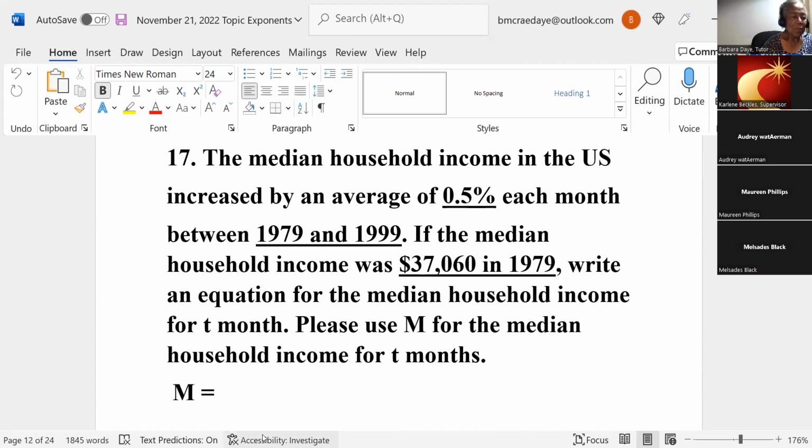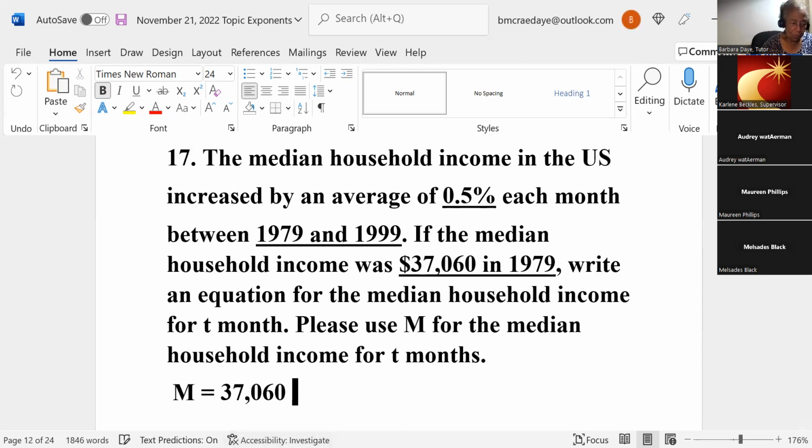Was it 18,530? No. What's the median income in 1979? That's their starting income, and that's what you would put. 37,060. Okay, so you put 37,060. Now, we need to know what we multiply that by.